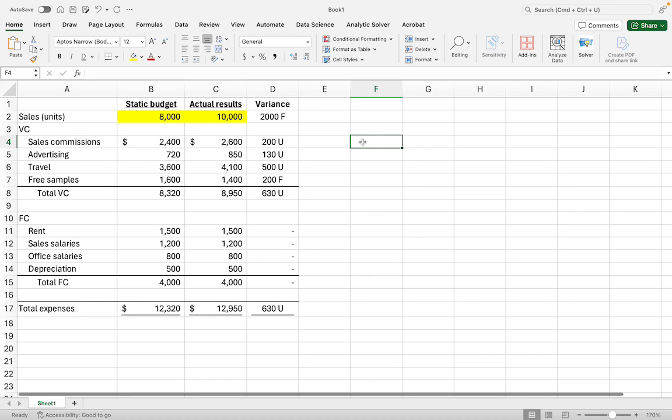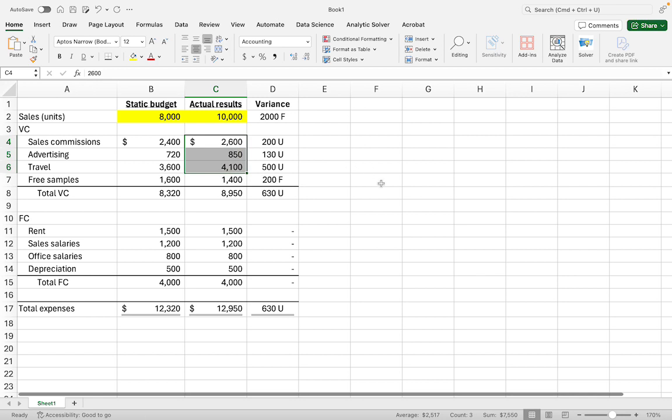So the same thing here on the sales side, right? The more I sell, the more sales commissions I'm going to have to pay. The more I'm going to advertise, the more I'm going to be doing traveling related to sales, the more I'm going to be doing free samples related to sales, perhaps, right? So variable costs change when the activity level changes. And that's why comparing 8,000 units to 10,000 units of actual results doesn't really make a lot of sense, because the fact that I sold more than I expected leads me to automatically assume that my variable costs are going to be higher than I expected.